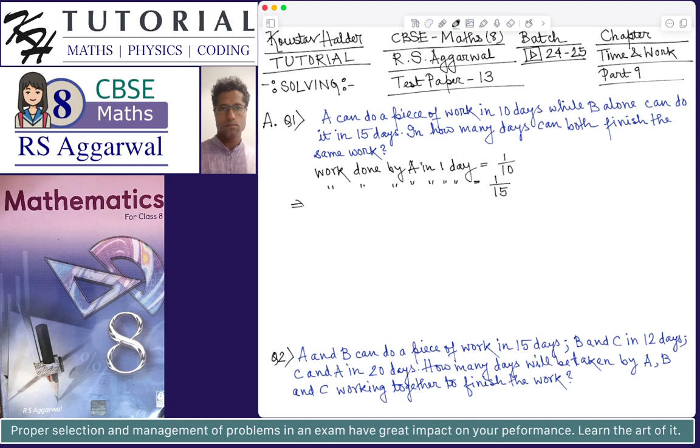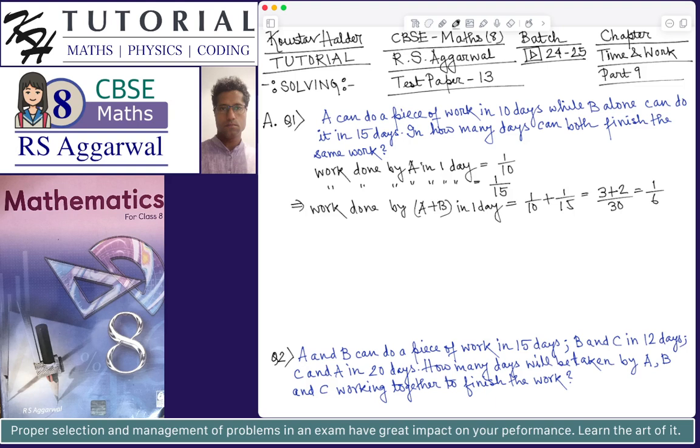Now we find the work done by A plus B in 1 day. A plus B means A and B are working together. Work done by A plus B in 1 day will be the sum of the work done by A and B in 1 day, that is 1 by 10 plus 1 by 15. This is equal to (3 plus 2) by 30, which is equal to 1 by 6. So if the work done in 1 day is 1 by 6, we can say that the whole work will be done in 6 days.